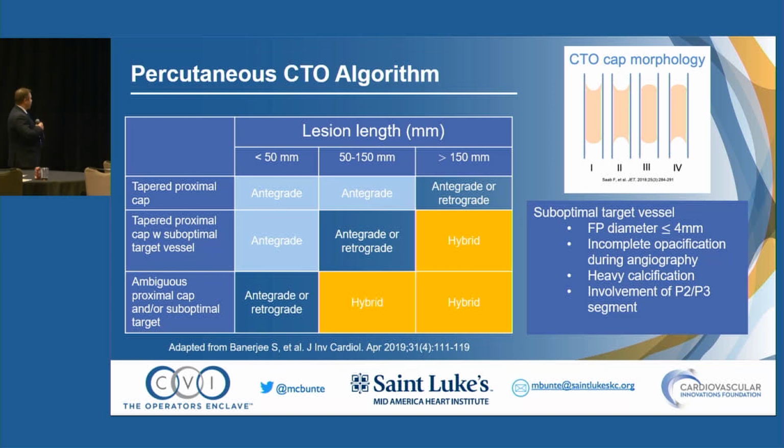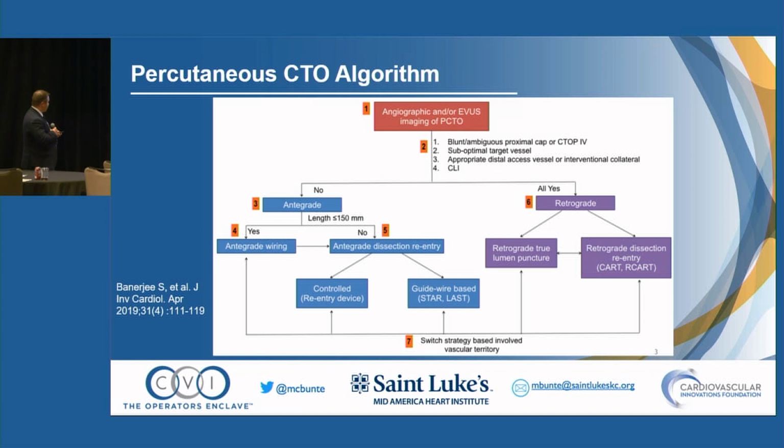So here it is. Definitely needed a hybrid approach. It's a very long lesion, with an ambiguous proximal cap and suboptimal target. Distally, a cap morphology. This was probably a type 2, I guess. It was concave, but a lot of complications with heavy calcium and involvement of the distal P2, P3.